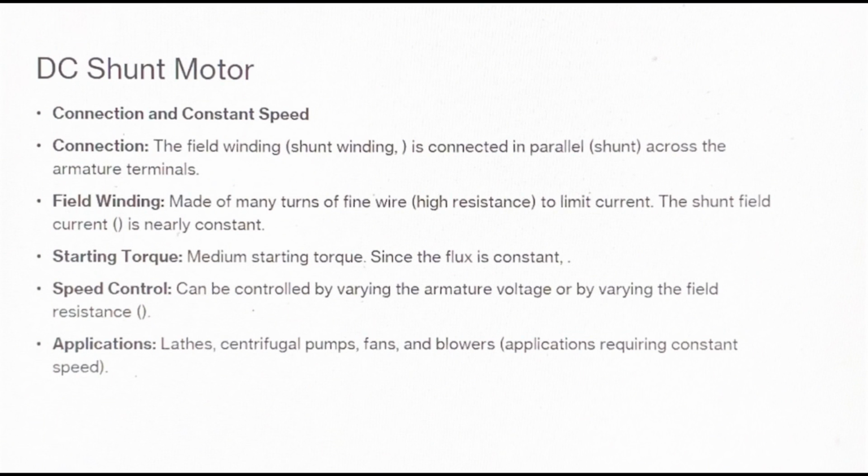Speed can be controlled by varying the armature voltage or by varying the field, adding resistance to weaken flux and increase speed. Next is applications: lathes, centrifugal pumps, fans and blowers where constant speed is required. Key insight: it provides stable operation under varying load, making it suitable for precision machinery. Starting current can be high without additional controls.